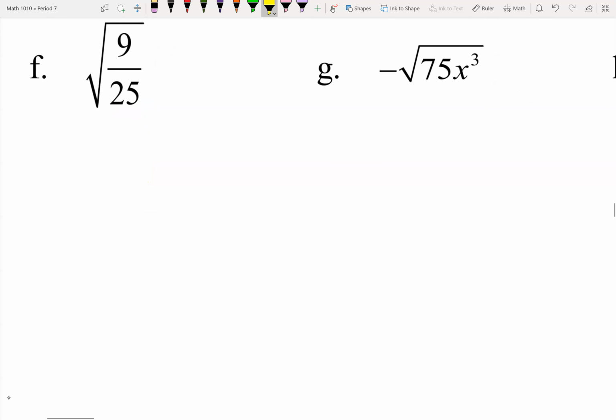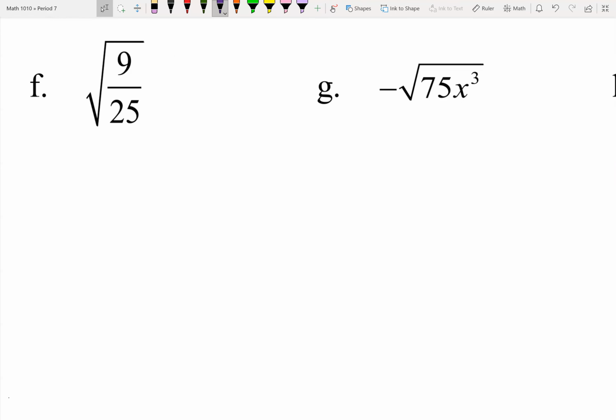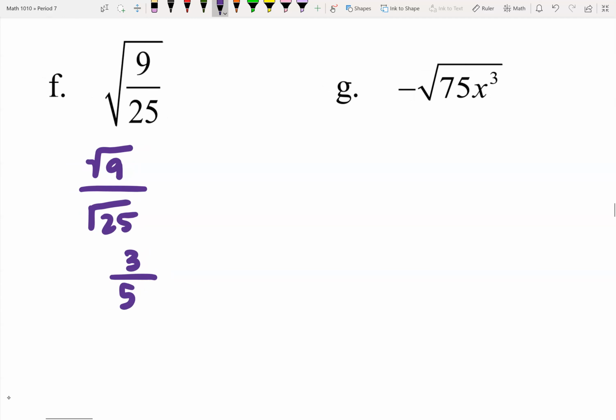Okay? 9 over 25. 9 over 25 does not reduce. Together, they're bad. But if I separate them, guys, that's the square root of 9 over the square root of 25. Square root of 9 is a 3. Square root of 25 is a 5. That's it. Now, I want to say something right here. So I've had a couple of people making some mistakes. That's your answer and you're done.